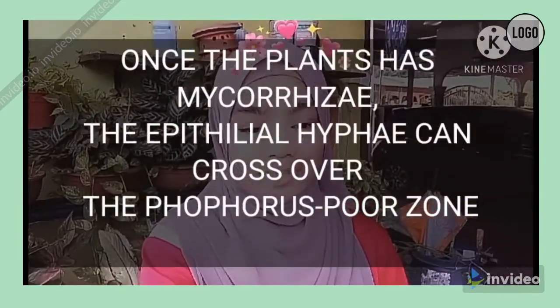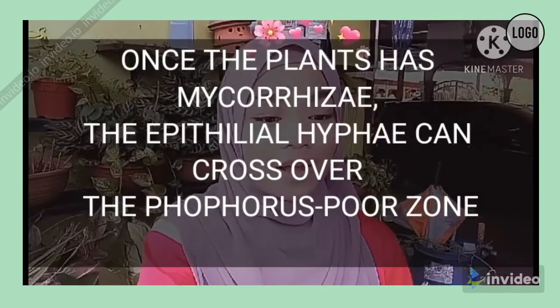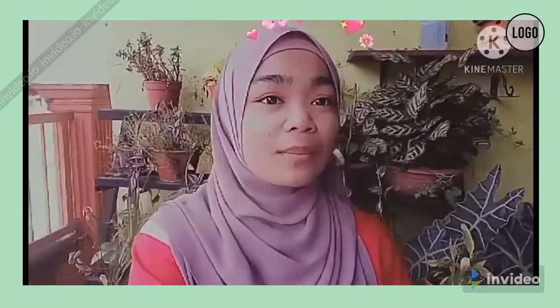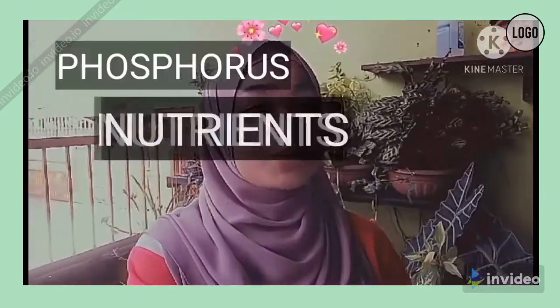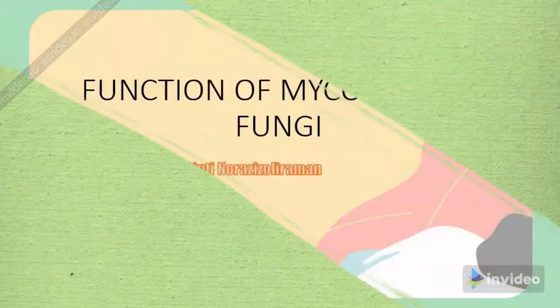However, once the plant has mycorrhizae, a large number of epithelial hyphae can cross the phosphorus-poor zone and absorb all the phosphorus, nutrients, and water from farther places.